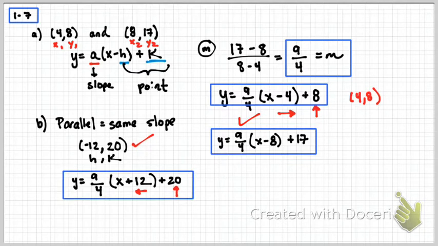Alright, we're going to deal a lot more with HK form and point slope next week, but you can see how much easier this is than slope-intercept form for problems like this. Alright, hope this helps.